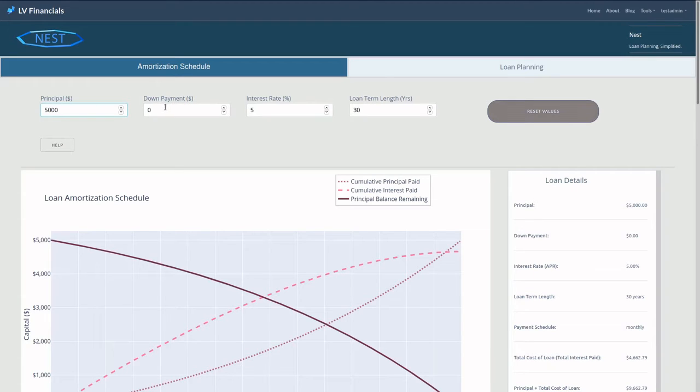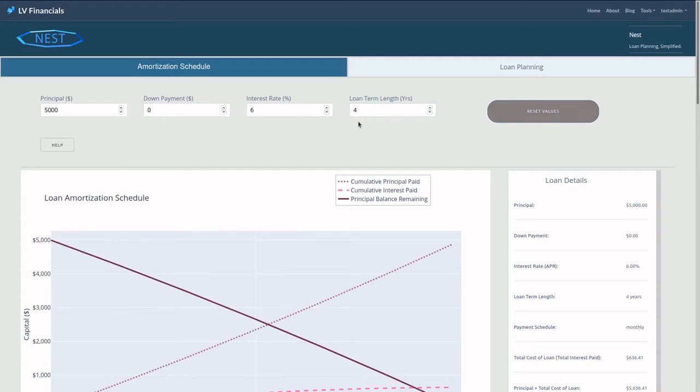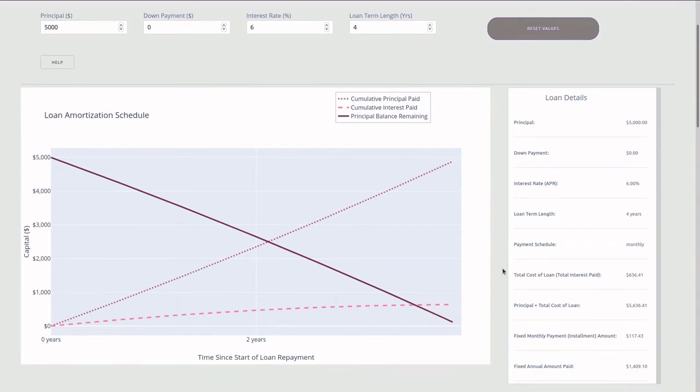We'll leave down payment at zero. We'll set the interest rate to something like 6%. And let's suppose that you have 4 years left on this loan. When you scroll down, the number that you want to look at is the total cost of the loan, or in other words, the total interest that you will pay over the remainder of the loan term. This is $636.